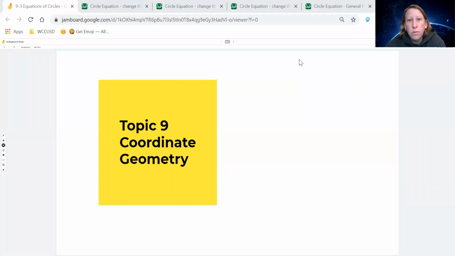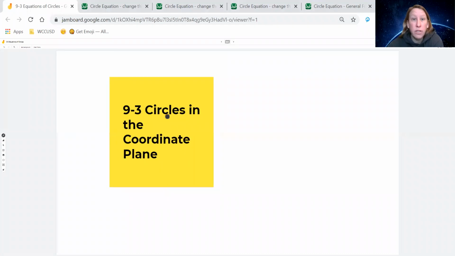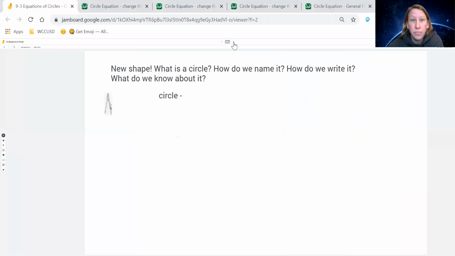Hello, students. We're talking about coordinate geometry. So shapes on the coordinate plane, okay? Where geometry and algebra go dancing. And today we're going to talk about a new shape. We're going to talk about circles. Circles in the coordinate plane.